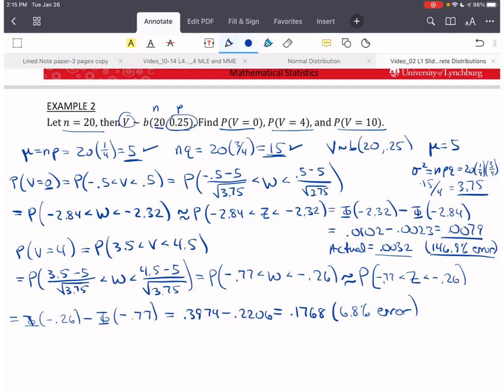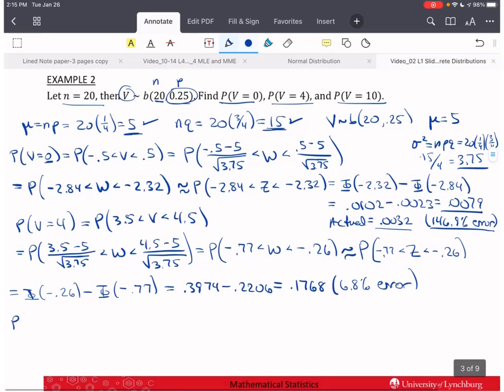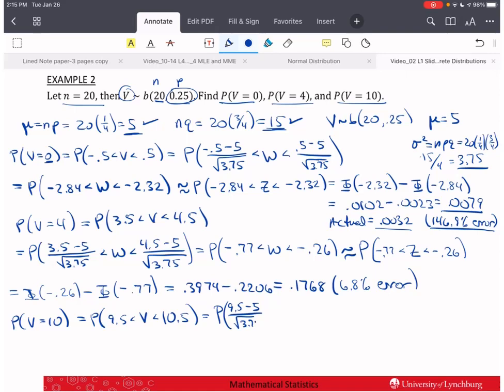Okay, so much better. And then we'll do the probability that V is equal to 10, and this is going to be the continuity correction, 9.5 to 10.5. We'll do the transformation next. So 9.5 minus the mean divided by the standard deviation, 10.5 minus the mean divided by the standard deviation. And then that turns into 2.32 to 2.84. We've already looked up those numbers.